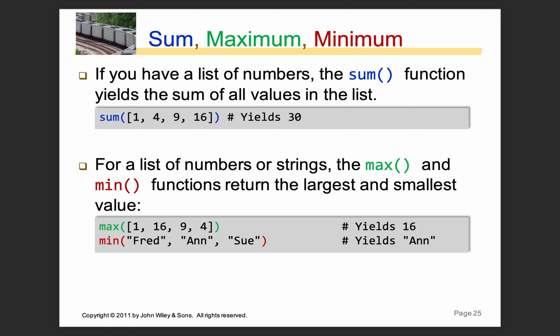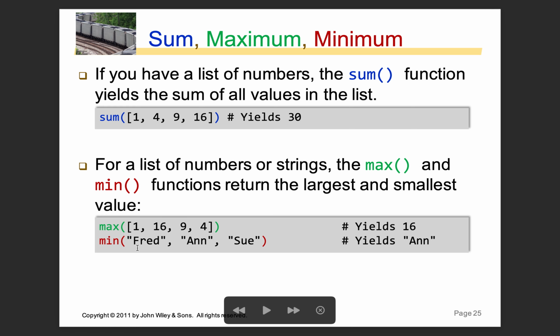So if you have a list of numbers, the sum function yields the sum of all of the values in the list. So sum of the list 1, 4, 9, 16 adds all of the numbers of the list together, so 1 plus 4 plus 9 plus 16, and returns the sum of the values. In this case, it would return 30. For a list of numbers, the max and min functions return the largest and smallest value. So the max function takes the list, for example here, 1, 16, 9, 4, and returns 16.